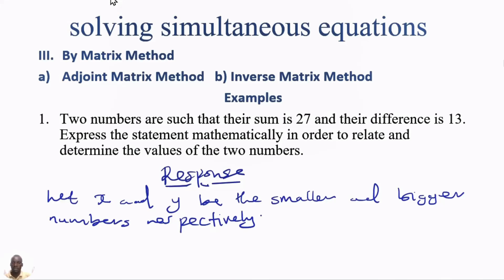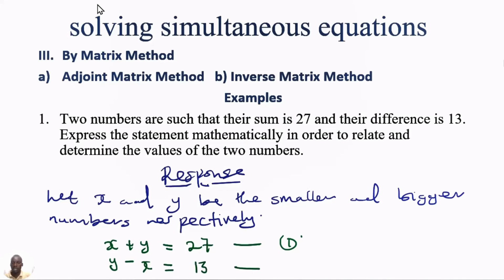They are saying that the two numbers are such that their sum is 27. In other words, we are going to add them. If we add x to y, the answer we must get should be 27. And this is our first equation. Then the other one is talking of their difference being 13. But we say that x is the smaller one, and since 13 is positive, it means that we go to y, which is the bigger one, then take away the smaller one, which is x. And they are saying this should be equal to 13. This now becomes our second equation that we have formed.